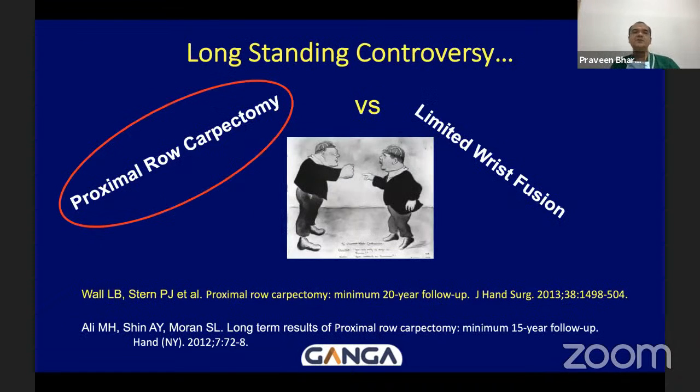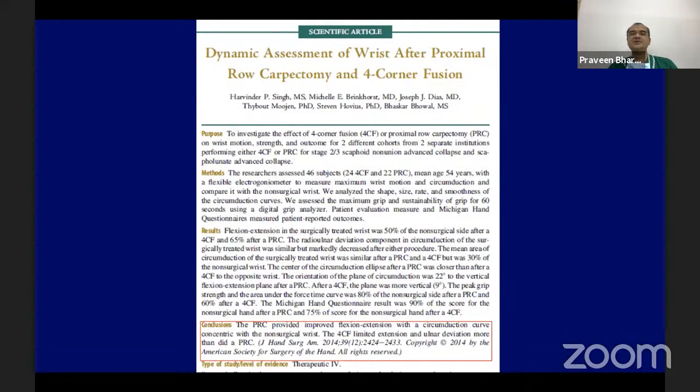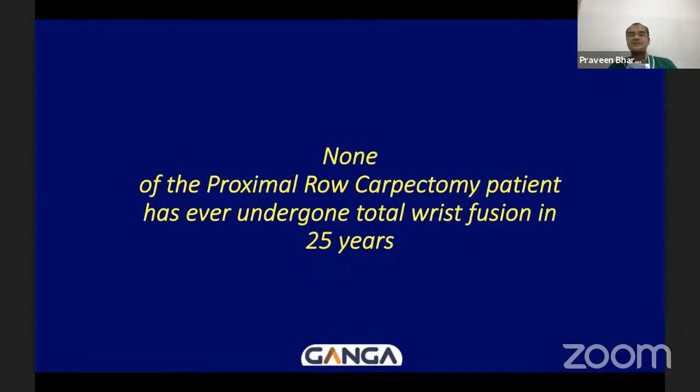There is a long-standing controversy between proximal row carpectomy and limited wrist fusion, though personal choices can never be defeated. If you say I like it, then we have to agree to that. But all the comparative studies have found that proximal row carpectomy scores much over limited wrist fusion in all aspects: conversion to a total wrist fusion, patients complaining of pain, range of movement, and complications which could happen after either of the two operations are much better in PRC than with partial wrist fusions.